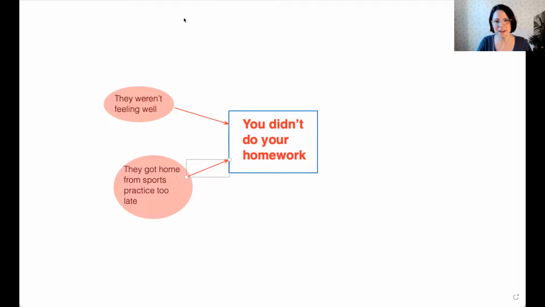So now let's talk about some effects. So one effect that comes to mind is they get a bad grade. Okay, we'll draw our circle. We'll draw our arrow.